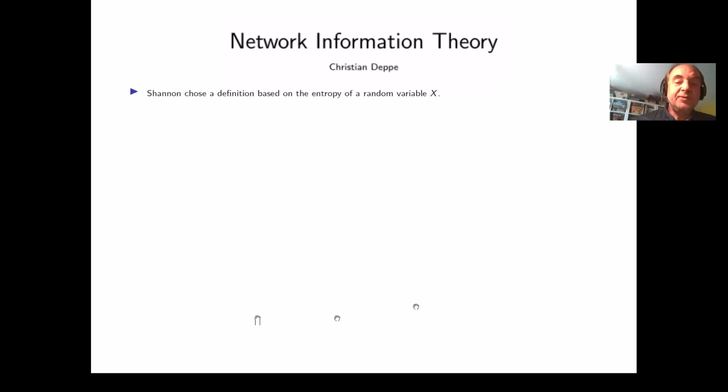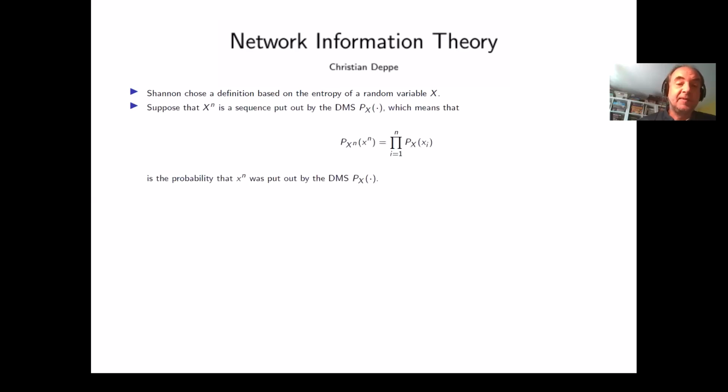Now we want to choose a definition based on the entropy of a random variable X. So therefore, first we look at how we calculate this probability. I remind you, they are independent and they are all the same. For this reason, we can write them as a product.